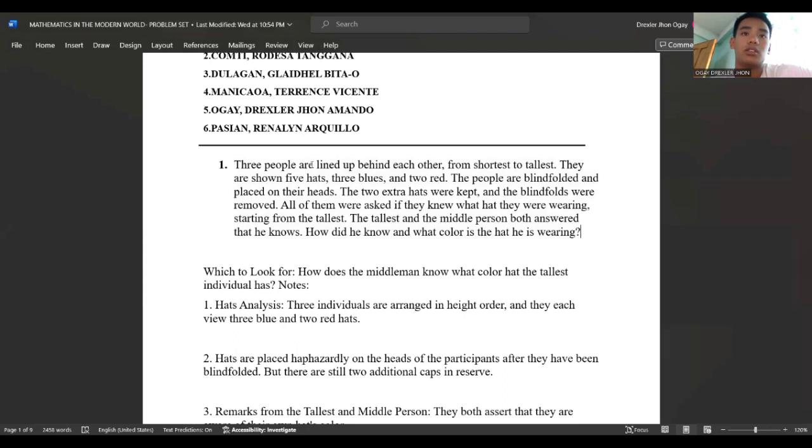Starting from the tallest, the tallest and the middle person both answered that they know. How did he know? And what hat is he wearing? So this is our main problem, and we might proceed with the problem, how to formulate the problem here.